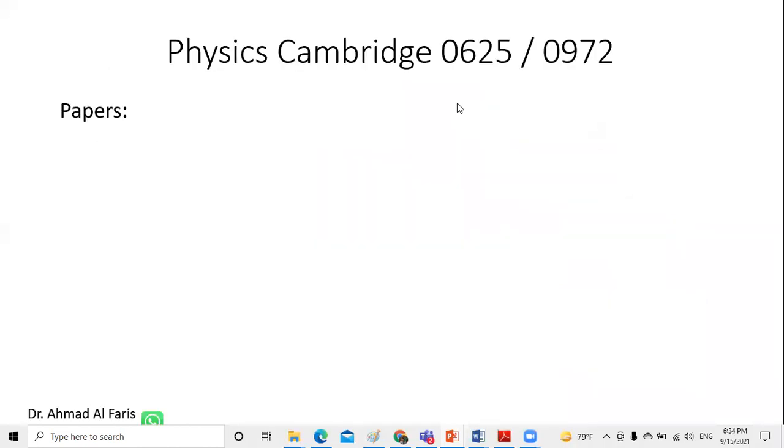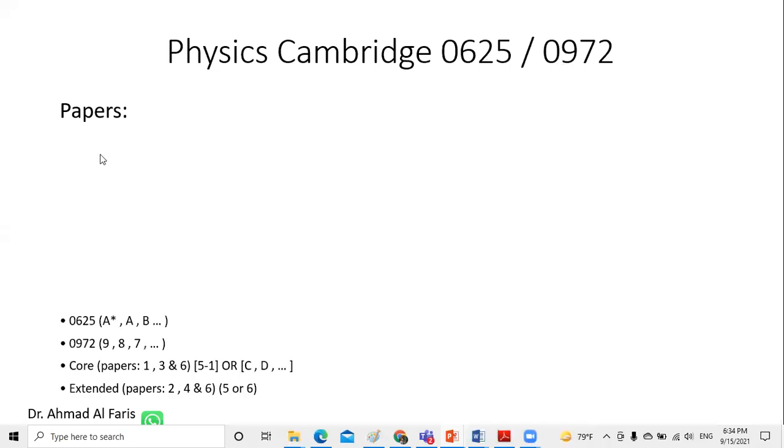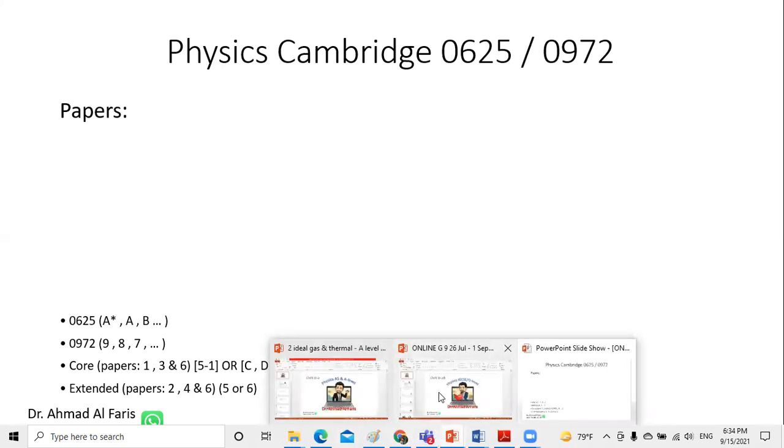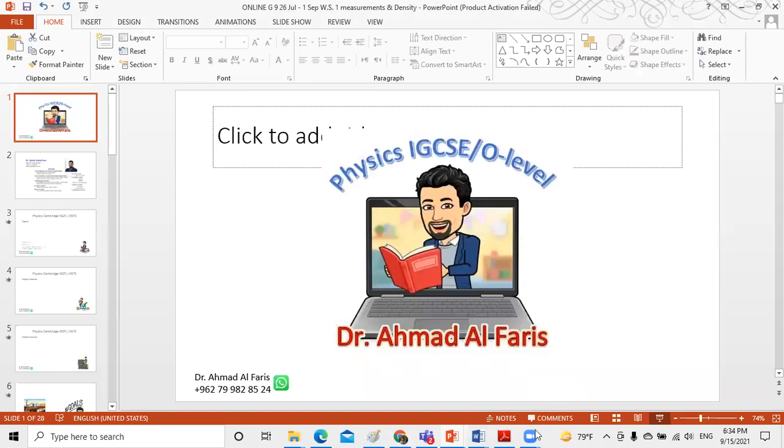Now, we're going to talk about physics IGCSE paper 0625 or 0972, and what the difference is between these two codes. Each code gives us a variation between the two ways to mark your exam. For example, 0625 is A star, A, B, etc., but 0972 is 9, 8, 7, etc. We have two types of papers: core paper and extended paper. What do I mean by core paper and extended paper?